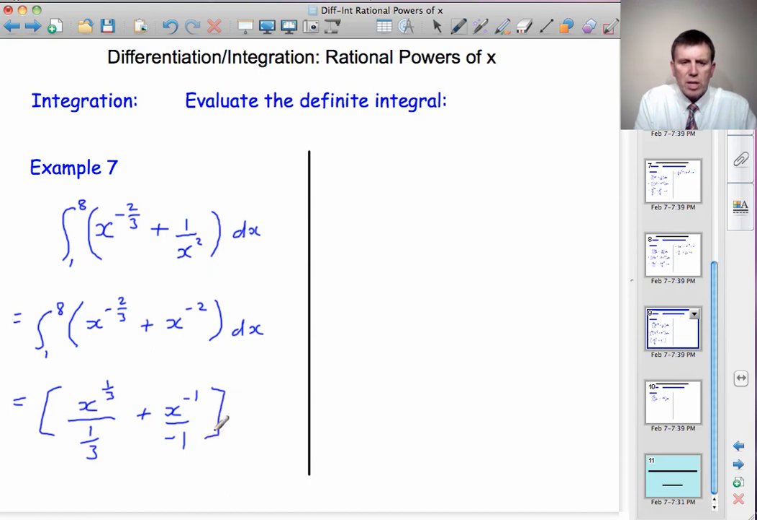No constant of integration when we do definite integration. We're going to substitute in the values of 8 and 1. But let's tidy up what's in the bracket to start with. Divide by 1/3 is the same as multiplying by 3, so I get 3x to the power 1/3. And this becomes plus divided by minus is a minus, 1 divided by 1 is 1, so that becomes minus x to the minus 1, which I'll write as minus 1 over x.